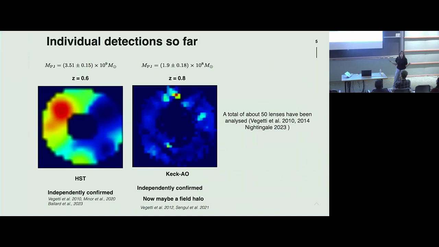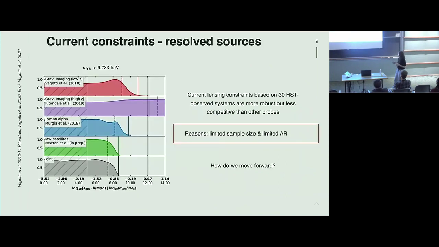However, we can also use detections and non-detections together to try to get constraints. These are, unfortunately, our current best constraints, which are not particularly interesting. So these are 2 samples of gravitational lens systems. You have 11 galaxies here and 20 here. And as a comparison, those were the constraints at the time from the Lyman Alpha Forest and the Milky Way satellites. So our constraints at the time were not as competitive as alternative probes. I believe they might be more robust, but this is to be discussed.